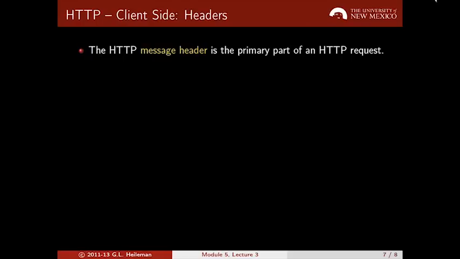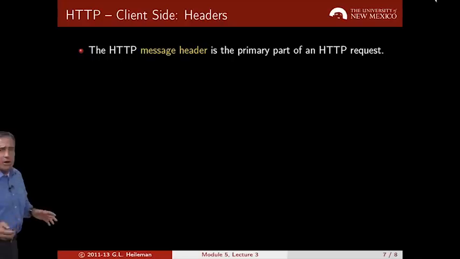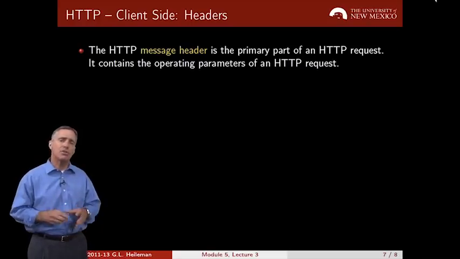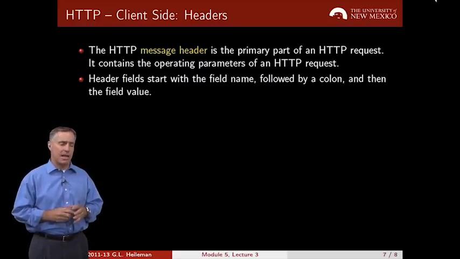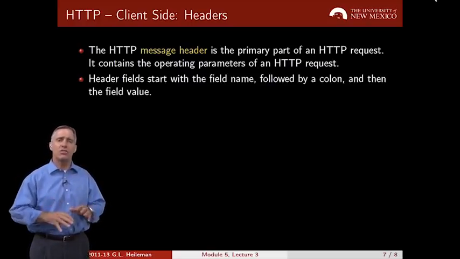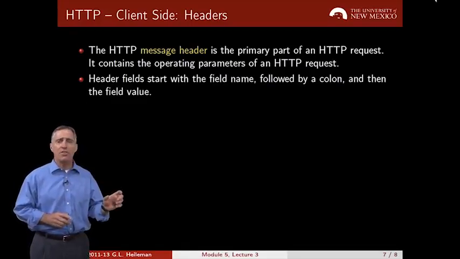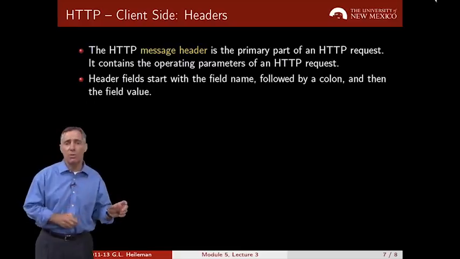So, the second part of the request is the header. And this is really the primary part of the request, right? It contains the parameters of the request. And there's a syntax that's used throughout the header: the name of a field, a colon, followed by a field value.